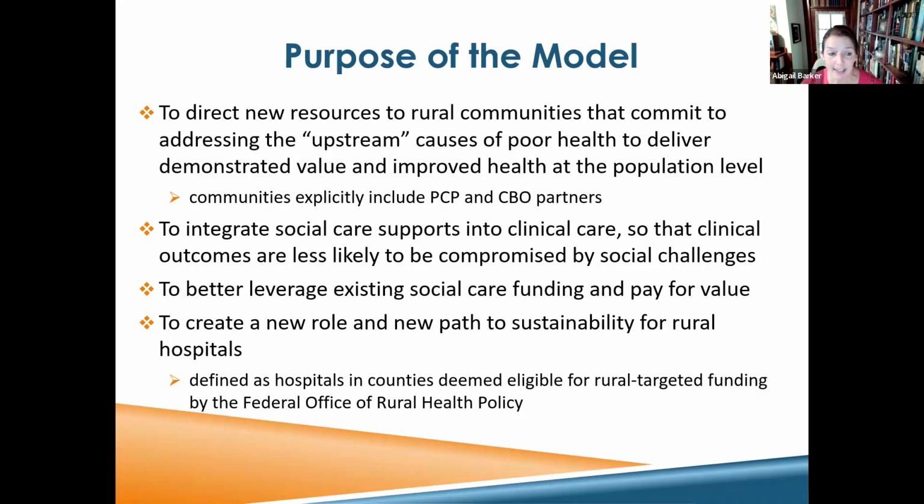We want to better leverage existing social care funding and pay for value. There is a lot of funding out there for various aspects of social care and challenges, but it's often very fragmented, and that's part of the goal of ToRCH, and of using a platform like Unite Us: to think about that more comprehensively, and refer people to options that currently exist. We want to create a new role and a new path to sustainability for rural hospitals, and especially the smaller rural hospitals. That second part might be the biggest factor: a new path to sustainability as a leader of a community population health strategy in your community, and to be able to get paid for that.